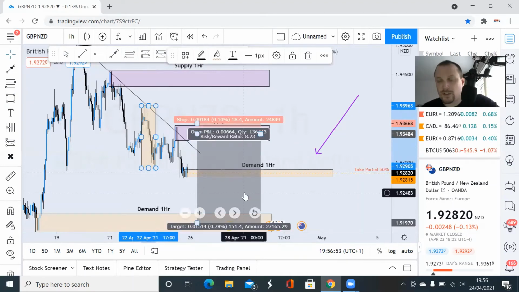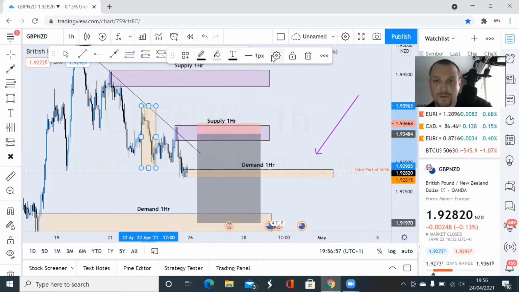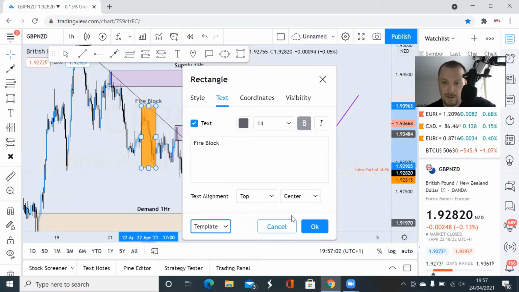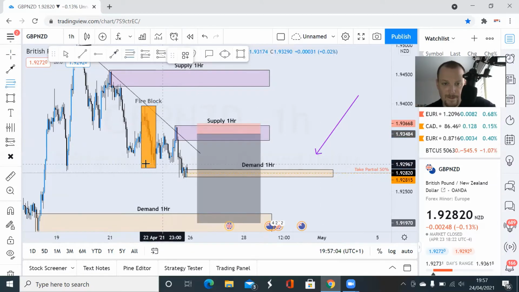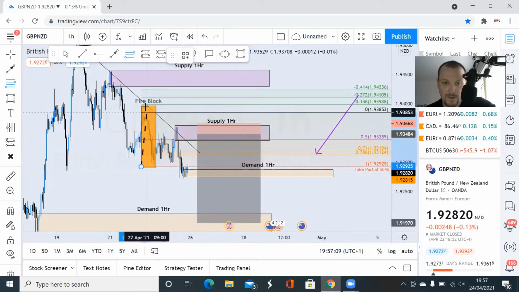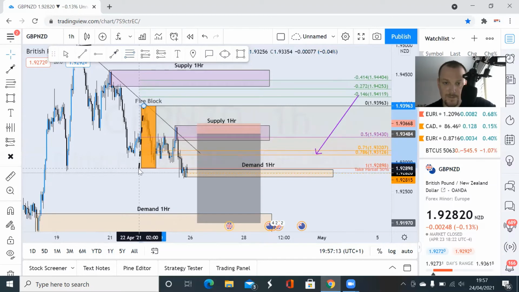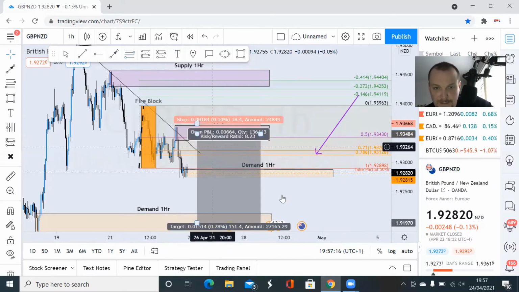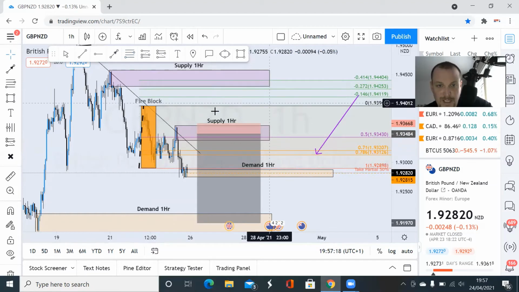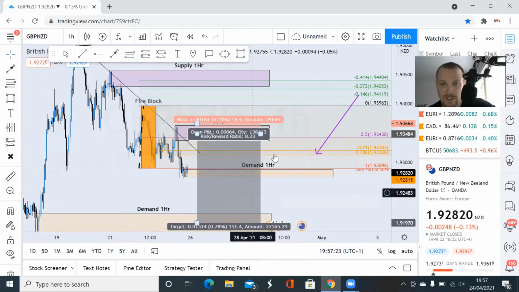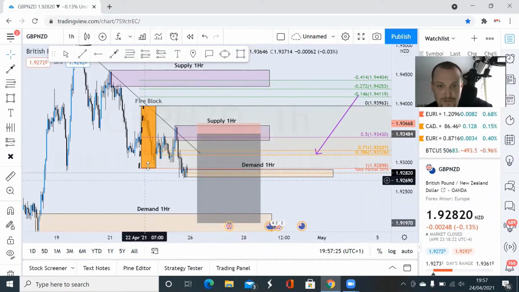Okay, I'm going to show you something else with regards to something I call a fire block. So just go into the cog, fire block. Now, generally, I mentioned 50%, okay? Just for confluence. Let's just see where we are. Right, so 50%, as you can see, if we get the retracement up, okay, take no notice of this stuff here. 50% if we get the retracement up.